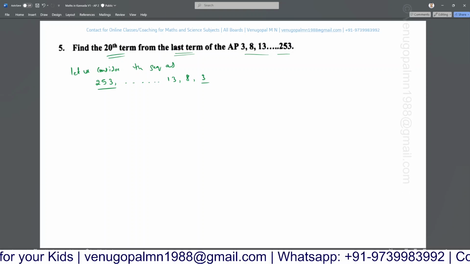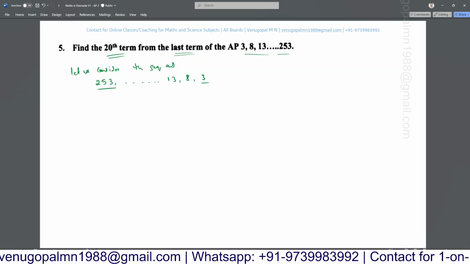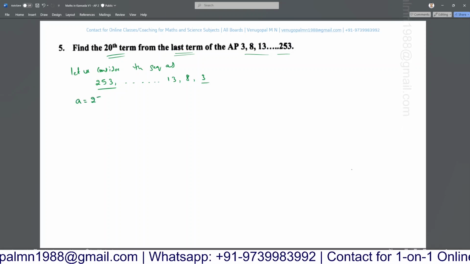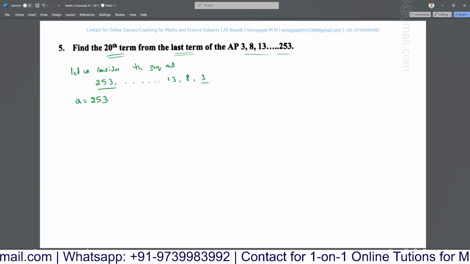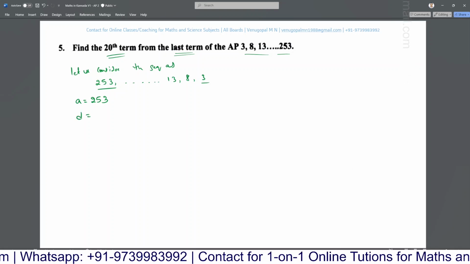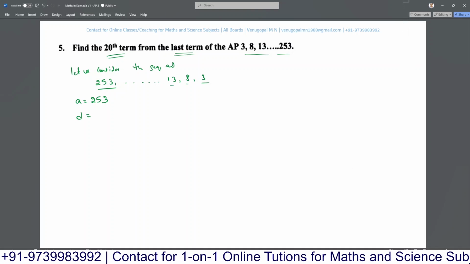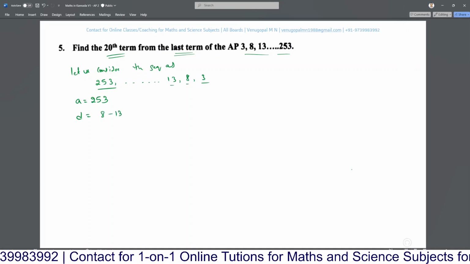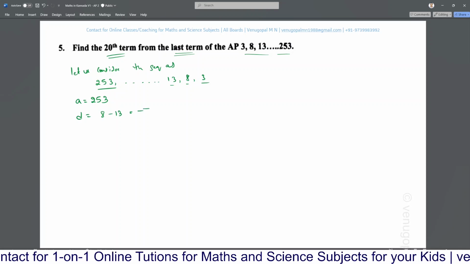Now we have to find the 20th term. So now A we can consider as 253, the very first term of the new sequence, and we have to find D. D is equal to what? If you calculate the difference between this term and this term, 8 minus 13, which would be minus 5.